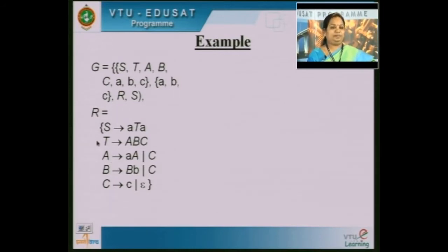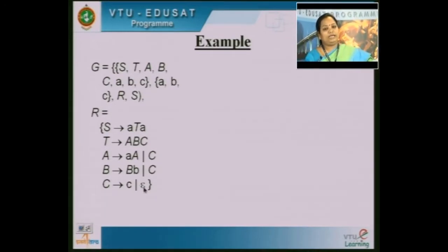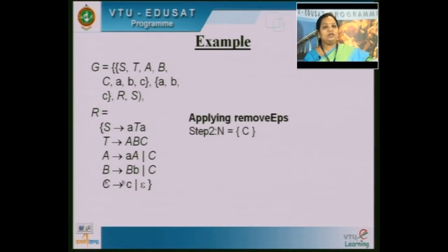Now, given this grammar, applying the remove epsilon productions algorithm, we must eliminate epsilon productions from this grammar. Directly, the epsilon production is C tends to epsilon. The first step is to identify all nullable variables. According to the algorithm, C tends to epsilon, so C is nullable. Once C is nullable, B tends to C and C is nullable, so B is also nullable. Similarly, A tends to C and C tends to epsilon, so A tends to epsilon, and A is also nullable.